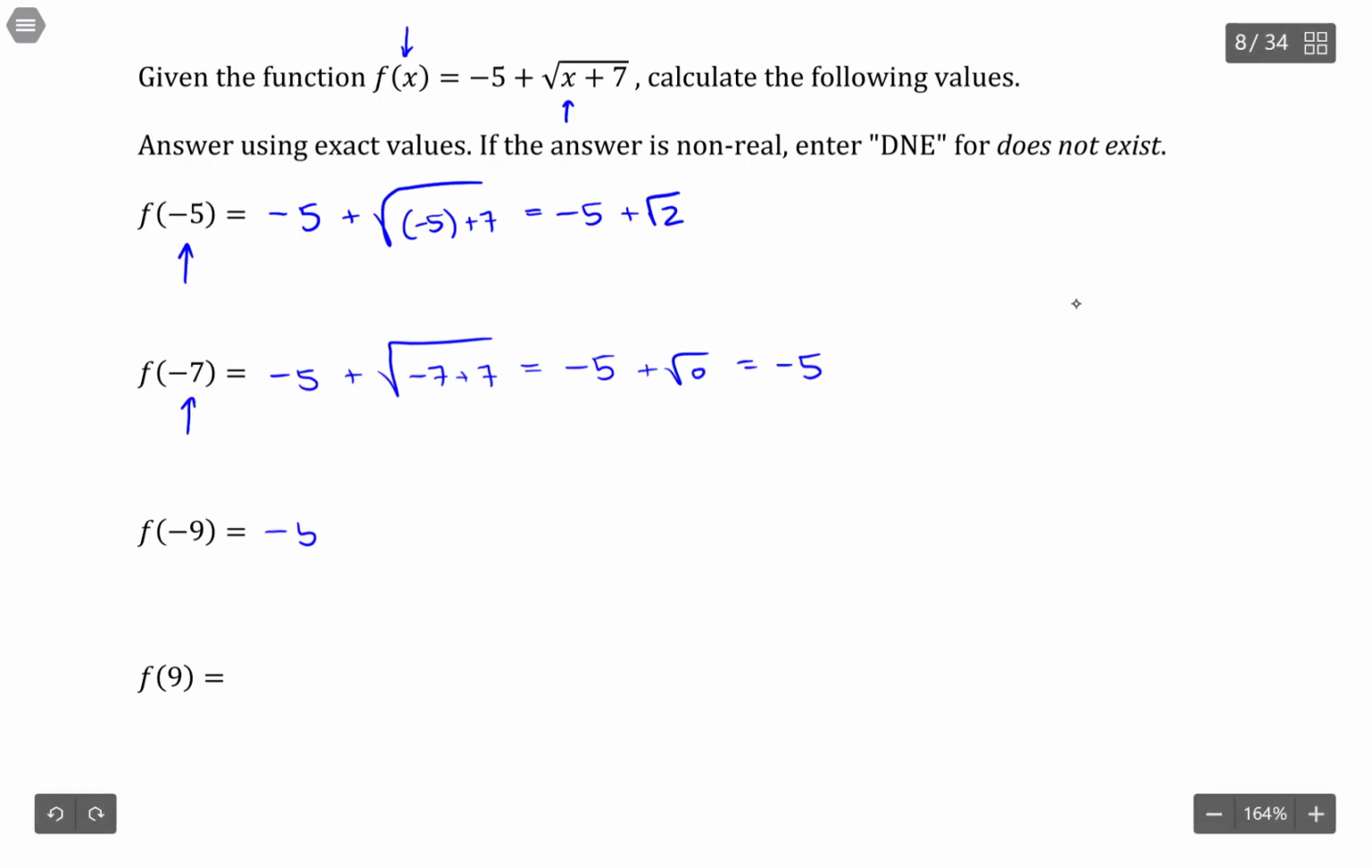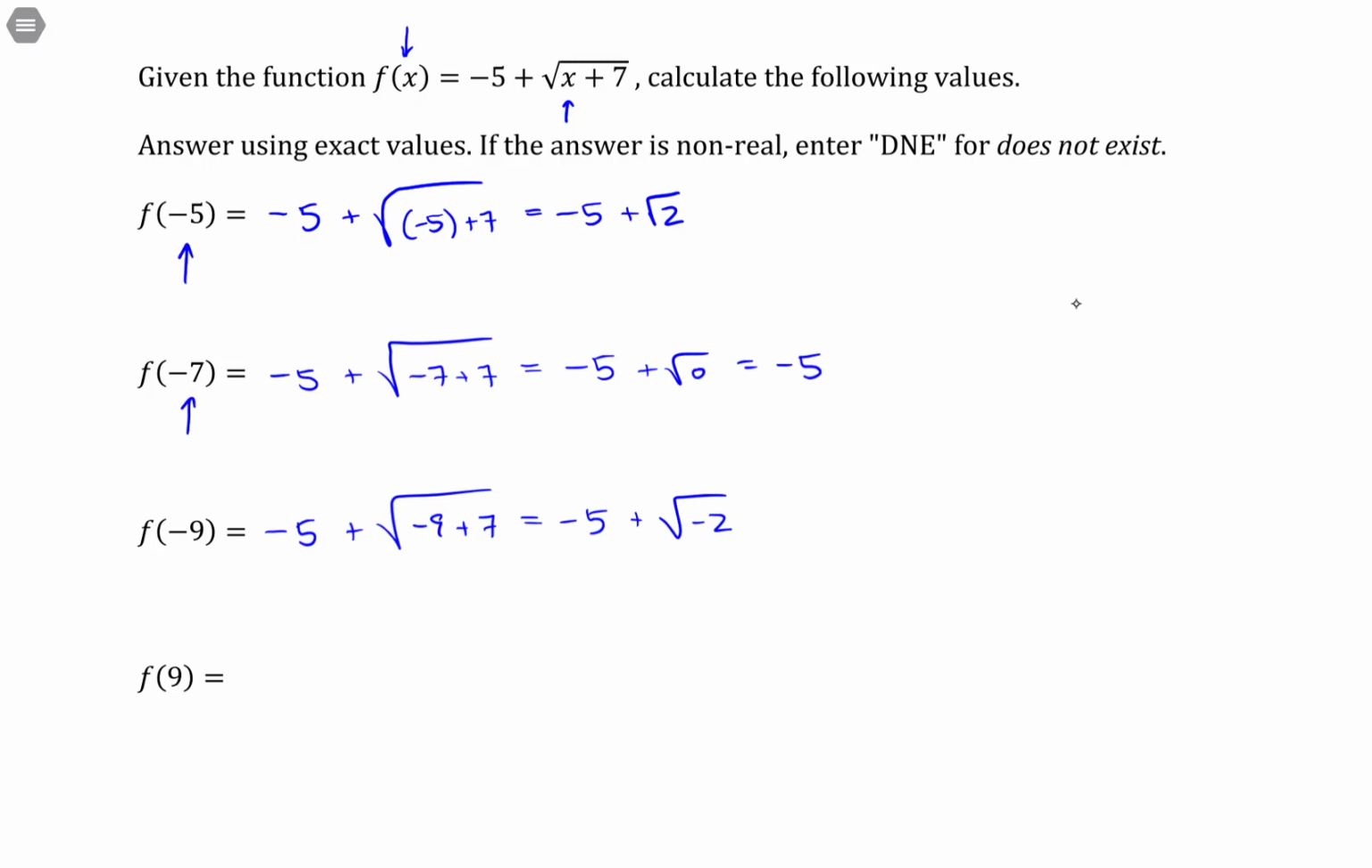If I plug in -9, that gives me -5 plus the square root of -9 plus 7. So -5 plus the square root of -2. Now, even if you had used your calculator, you probably would have gotten a strange answer here involving i, or it probably gave you an error. What's happening is we cannot take the square root of a negative number. For most purposes, we just call that undefined. We'll handle complex values later on in the class, but for right now, we just say that this answer does not exist.